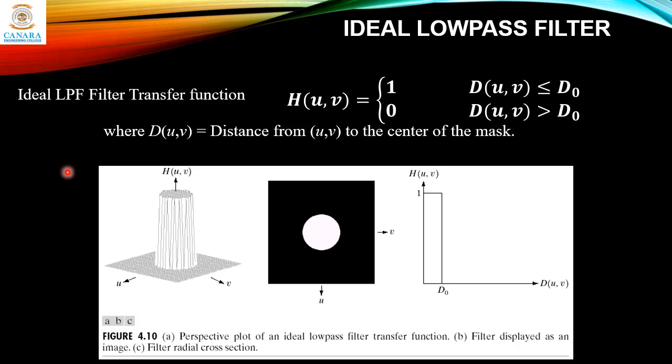The first smoothing filter that we are going to learn is the ideal low pass filter, and it is given by the transfer function H(u,v) equal to 1 for D(u,v) less than or equal to D naught, and it is 0 for D(u,v) greater than D naught. So what's happening here is, if the distance is less than or equal to D naught, the response will be 1. If it is more, the response will be 0.